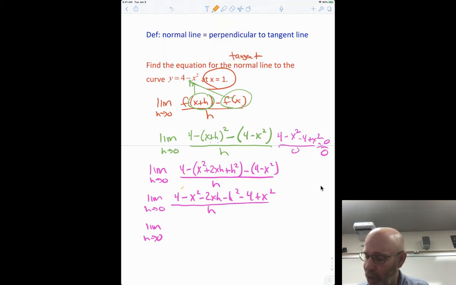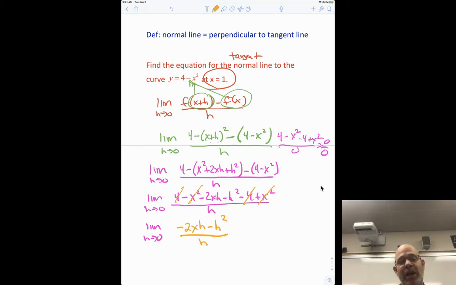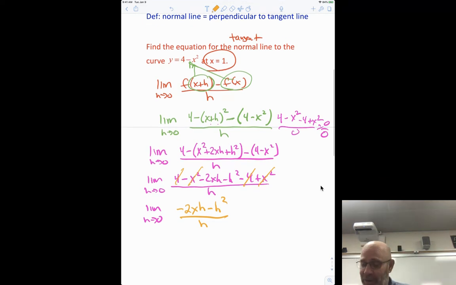Do a little simplifying on that top. The 4's cancel, 4 minus 4. Negative x squared, positive x squared cancels. And I'm left with negative 2xh minus h squared all over h. If you've done it right, there should be no x terms left that need to be plugged in with h to 0. The x's need to reduce out, basically. So now, if I plug in the 0, notice it's still 0 over 0.